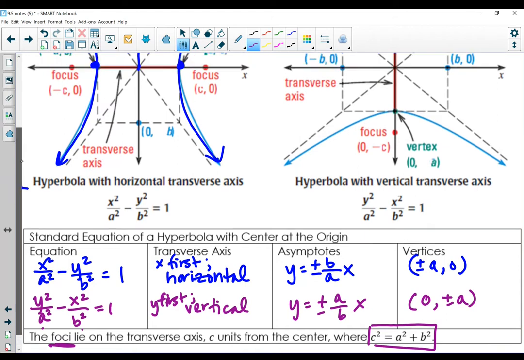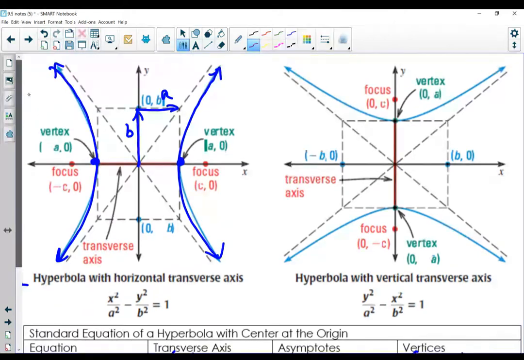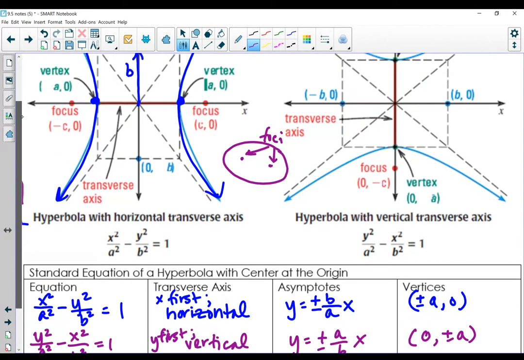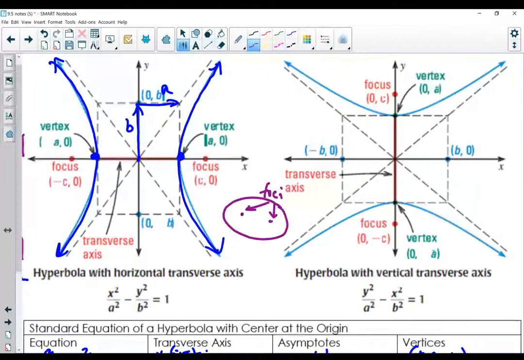Another interesting thing to think about with the foci that I want to point out: when we were looking at an ellipse, my foci were inside the ellipse. When I am looking at a hyperbola, my foci are outside. They're not in between, right? Like here's one shape, and then the focus lies above that. And here's the other part of my shape, and the focus is below that. So a lot of times kids expect those to be in between those two curves, and they're not. So just something else for you to think about.